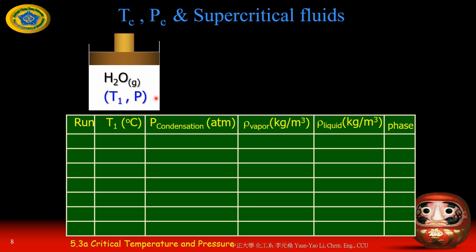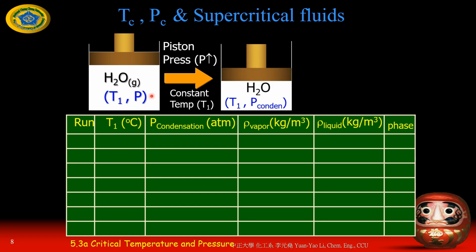Let's say the temperature is T1 and the pressure is P. If we press the piston down and keep the temperature constant, what happens? Pressure will increase, right? Use your imagination. If I press the piston down and keep the temperature constant, the temperature is still T1, but the pressure will increase. And you keep on pushing.